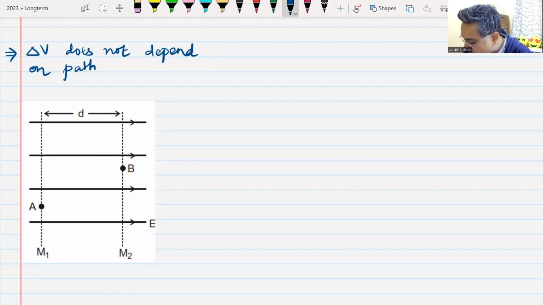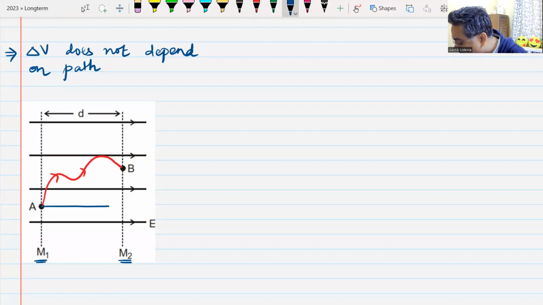Whatever path you follow, let us say this is one equipotential surface and this is another equipotential surface. You may go from A to B in this path, or in this path. You can go straight like this, and you can go like this. No matter how you go, the change in potential, or the difference in potential, will always be the same. Yes or no?